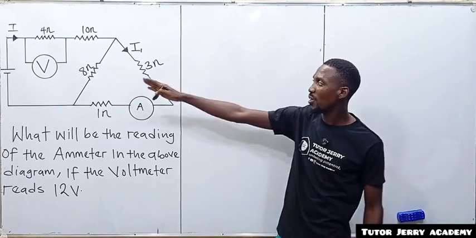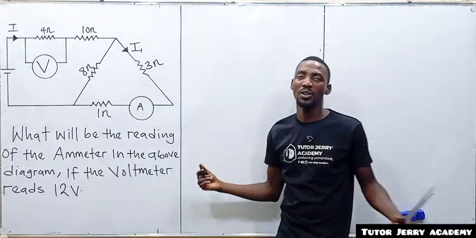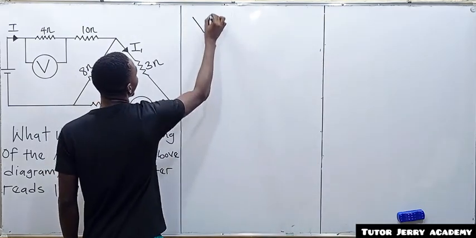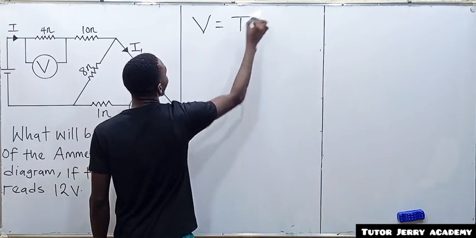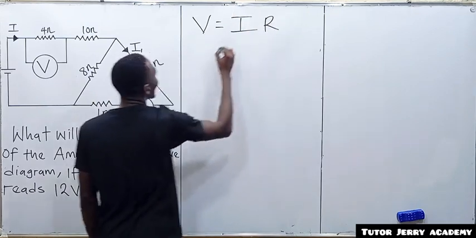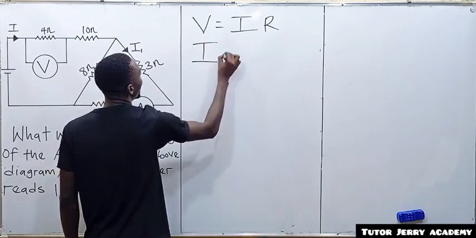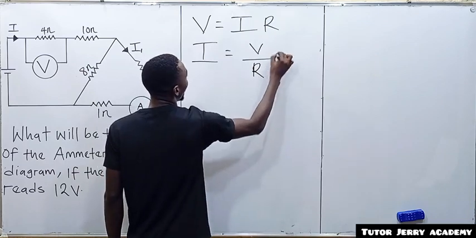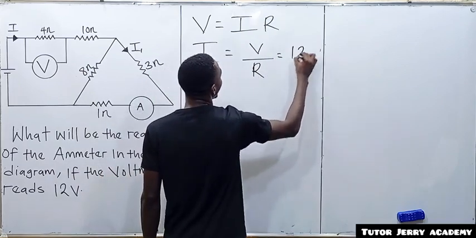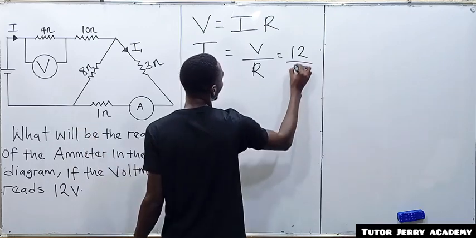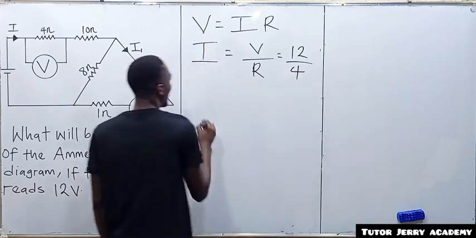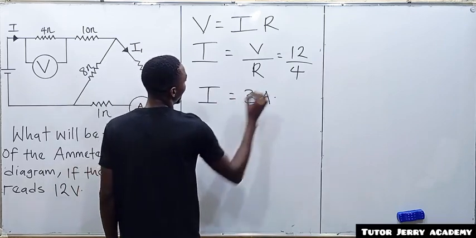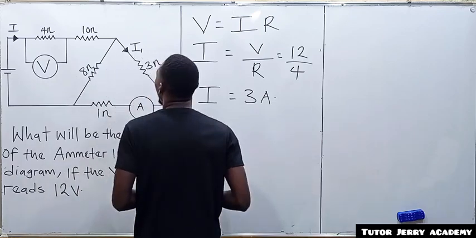So if we apply Ohm's law there, we can find what I is. Because we know that 12 volts is connected across the 4 ohms resistor, and you know your Ohm's law, V equals IR. If we make I the subject, I will be equal to V over R. V is 12, divided by 4, our resistor is 4. So our I will be equal to 3 amperes.